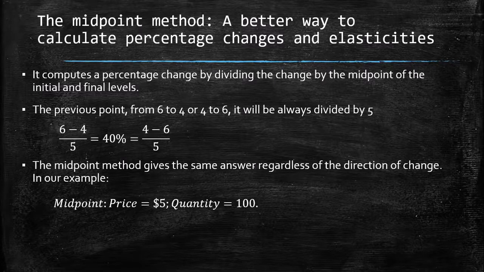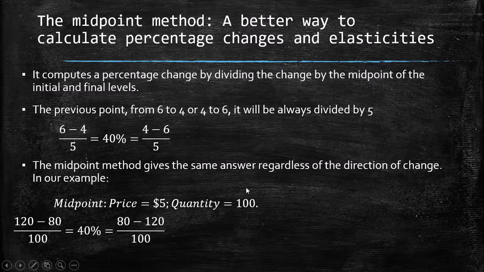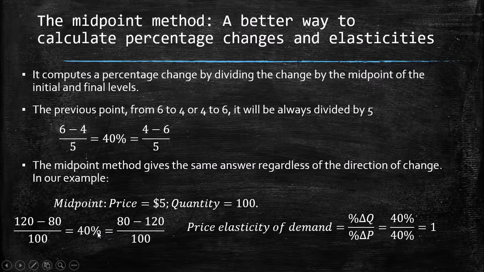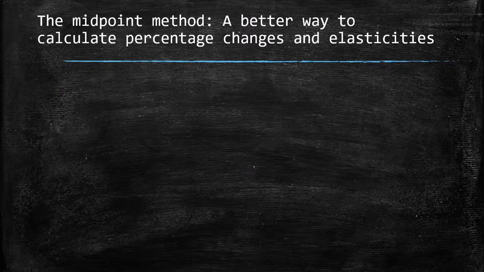In our example, the midpoint of the price is going to be 5. It's going to be 6 plus 4 divided by 2, and quantity is going to be 80 plus 120 divided by 2. It's going to be 100. So here in quantity it is going to be 120 minus 80 over 100. So it's going to be 40%. So the price elasticity of demand is the percentage change of quantity over the percentage change of price, and we have 40 over 40, which is 1. It means unit elasticity. Okay, great.